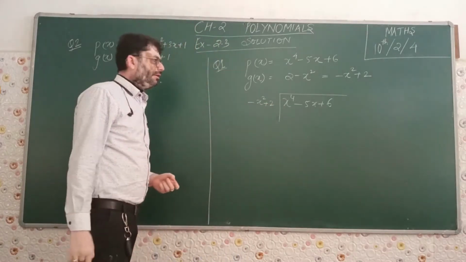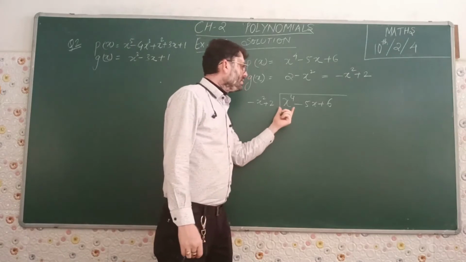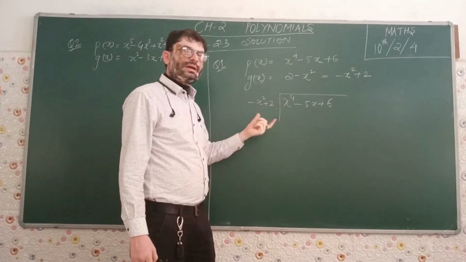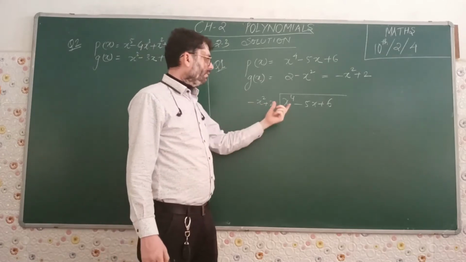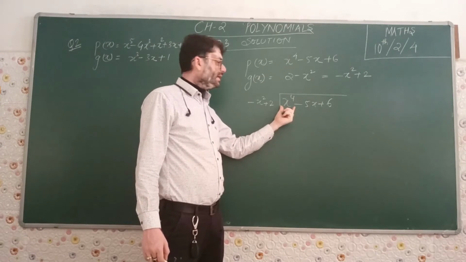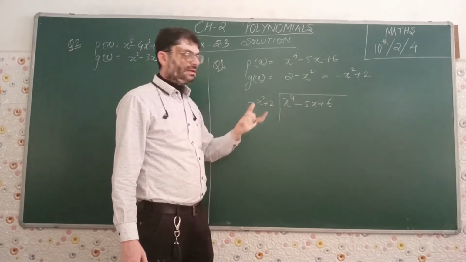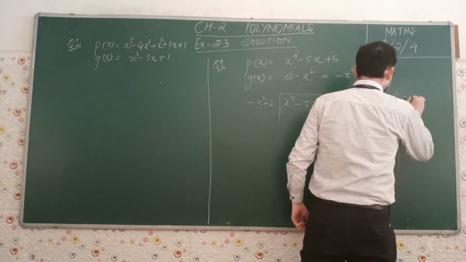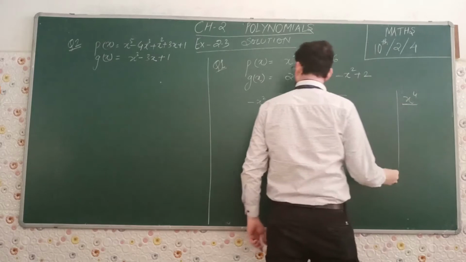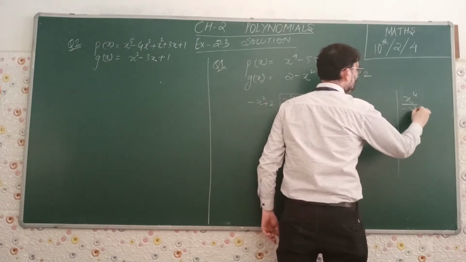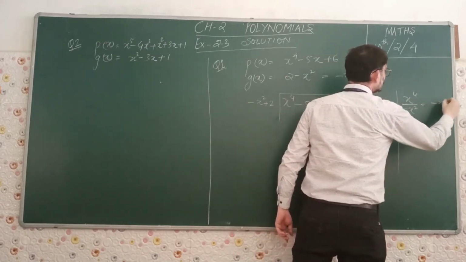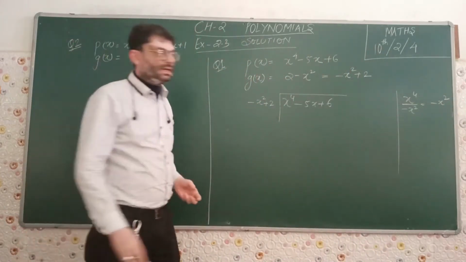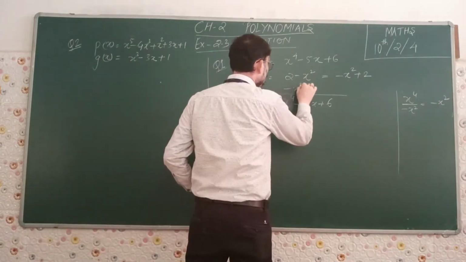In any division, we have to first consider the first term of the dividend and the first term of the divisor in order to get the first term of the quotient. We will have to divide the first term of the dividend by the first term of the divisor to get the first term of the quotient. So let us divide. First term of the dividend divided by first term of the divisor, and we get minus x square. So our first term of the quotient is minus x square.